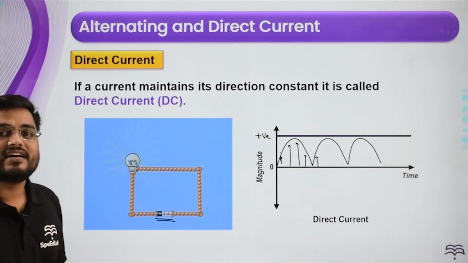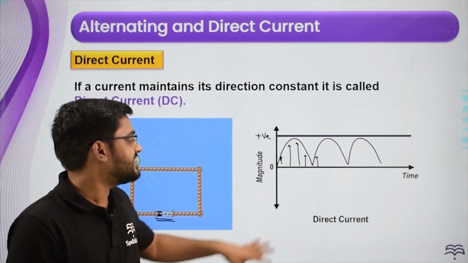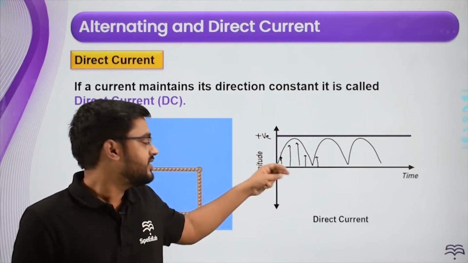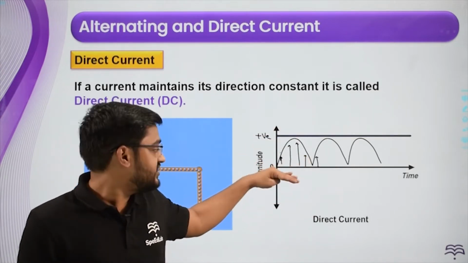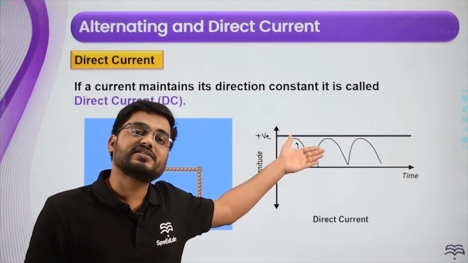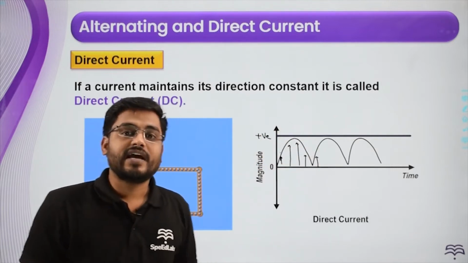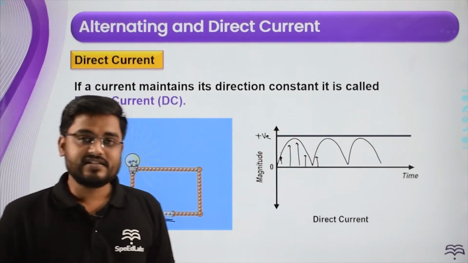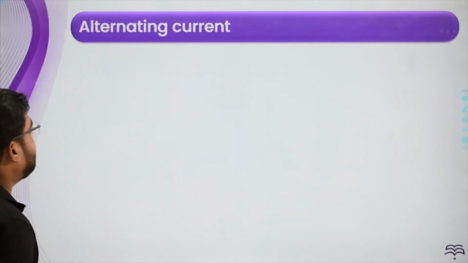In alternating current, the direction changes, or we can say in the graph with time the magnitude of current changes sign. Sometimes it is positive, sometimes it is negative, and that is what our AC is. So let us discuss the AC in more detail.